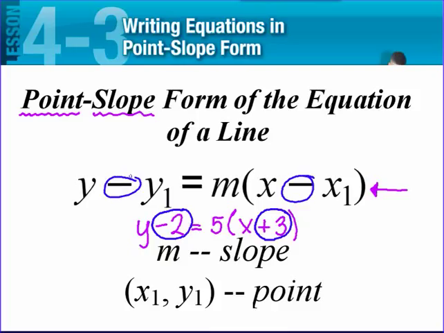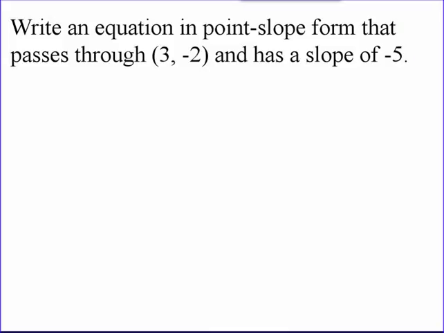So let's go ahead and look at an example. Write an equation in point slope form that passes through (3, -2) and has a slope of -5. So this is what your homework's going to look like. This is very, very easy, so don't get all worried as long as you can remember the formula: y minus y1 equals m times x minus x1.